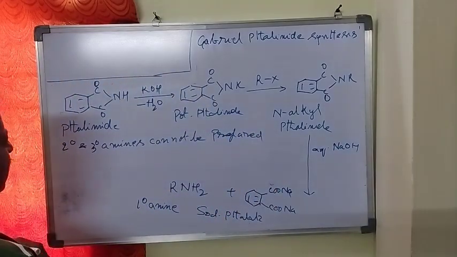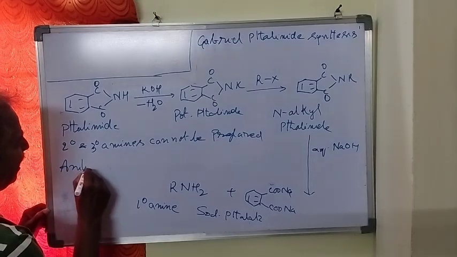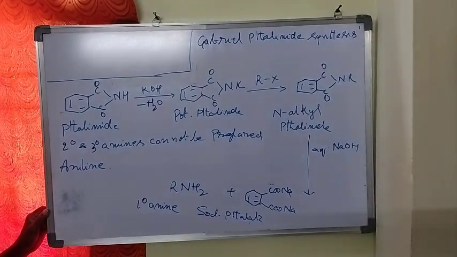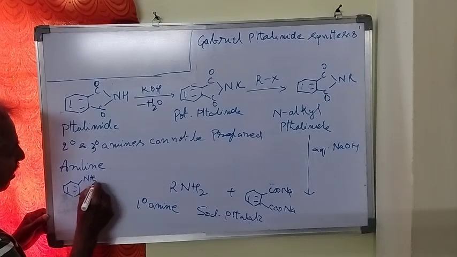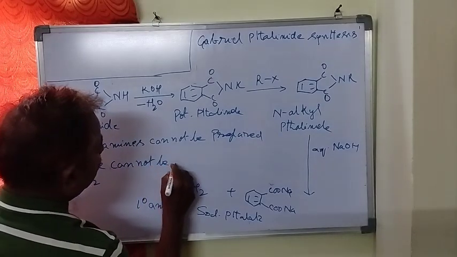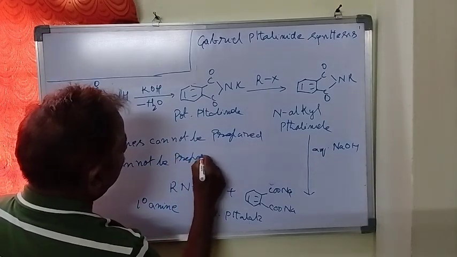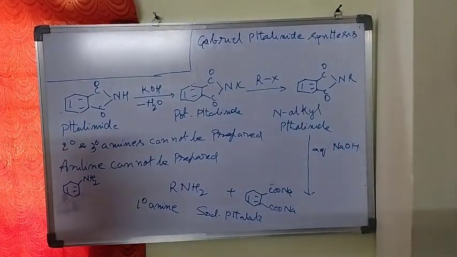Secondary and tertiary amines cannot be prepared. Not only that, aniline also. Aniline means aryl amine. So this is aniline. Aniline also cannot be prepared. So this is for a Gabriel phthalimide synthesis in which only primary amines are prepared.